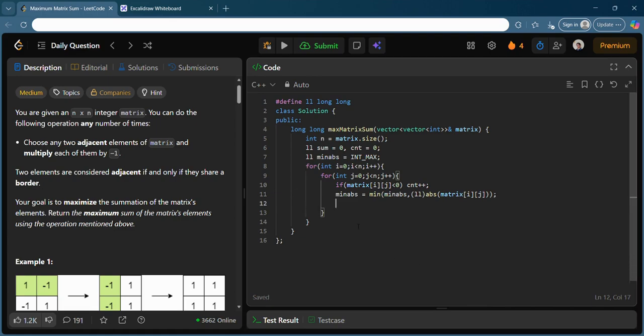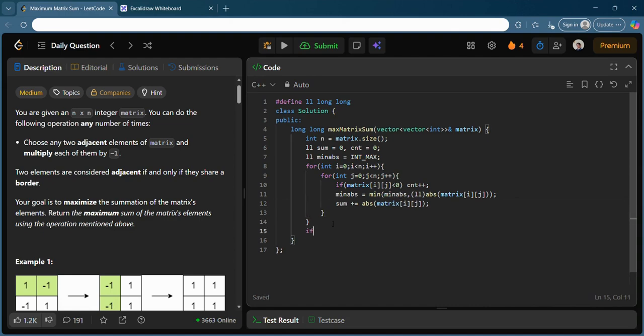And minimum absolute, we have also implemented the count. We need to find the absolute sum. Okay, so absolute sum is nothing but plus equals to absolute value of matrix. So you just convert everything to positive and just calculate the sum once. Okay, from that sum you just need to subtract the minimum absolute 2 times.